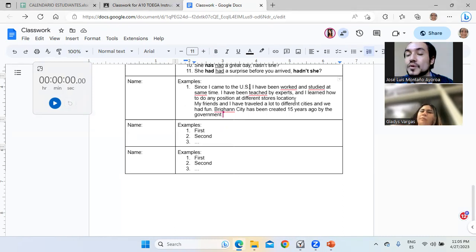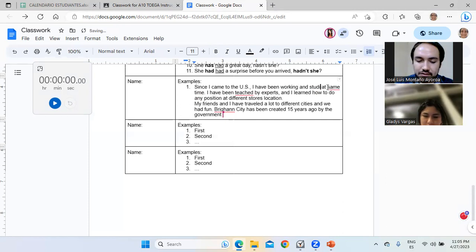Working and studying. So you need actions, and actions are going to be ing. All right, we need that ed only with passive voice, right? But as this is not passive voice, you need what? One more time, not ed, ing, because you are doing that action, right? You were not receiving that, you were doing it. So you said, I have been working at the same time, right? So again, I'm going to mark, as you said, the corrections over there, working and studying. Okay, at the same time.